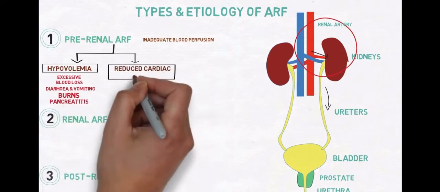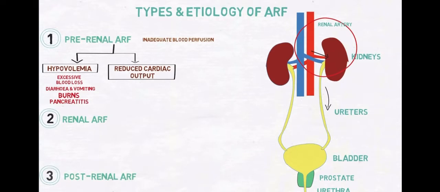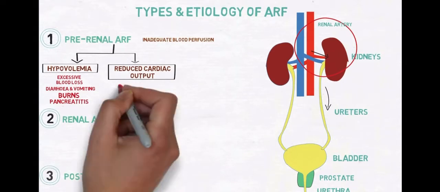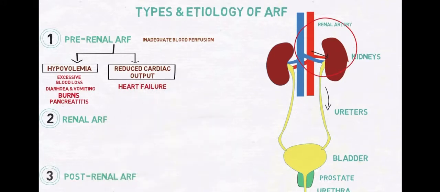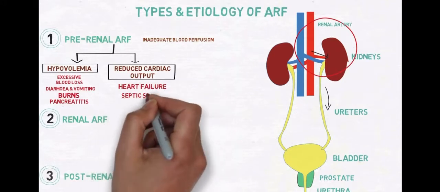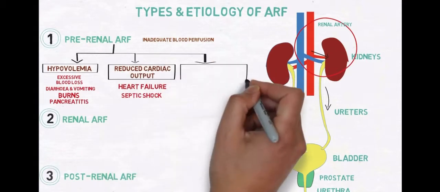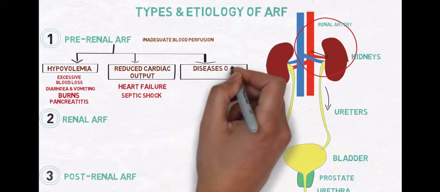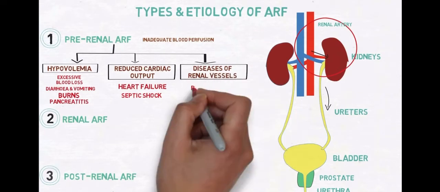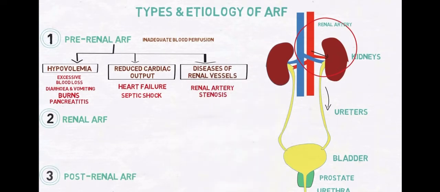Pre-renal ARF also occurs due to reduced cardiac output from the heart, which leads to decreased blood pressure and inadequate perfusion of the kidney. This mainly occurs in heart failure and also septic shock. The third important reason for pre-renal ARF is disease of the renal vessels, such as renal artery stenosis, when the lumen of the renal artery gets blocked.